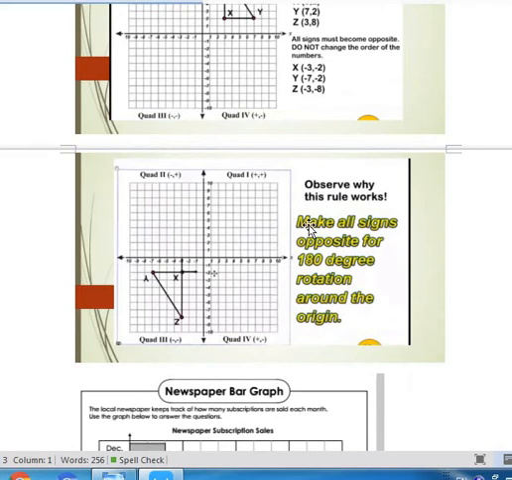Observe why this rule works. Make all signs opposite for 180 degree rotation around the origin. Okay, from here it rotated 90 degrees, then 90 degrees, so it's 180 degrees. Why all negative? Because you have negative here and negative here. On the x-axis negative, and on the y-axis we have negative also.